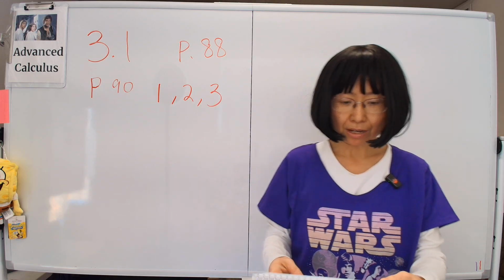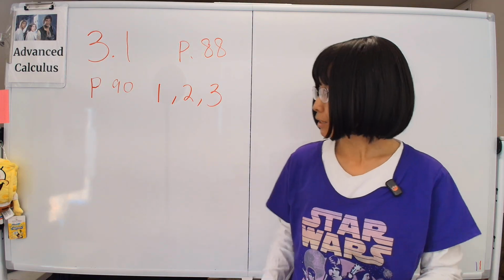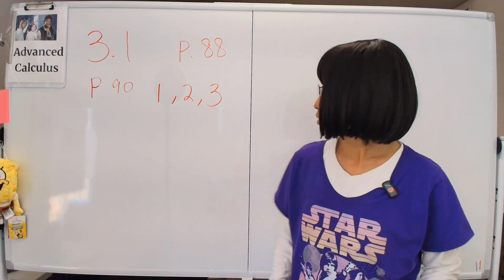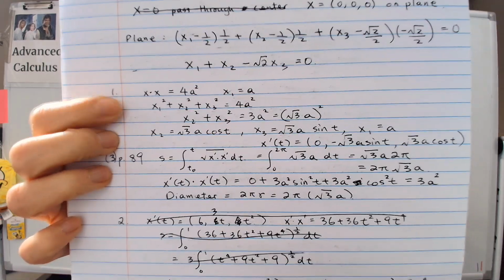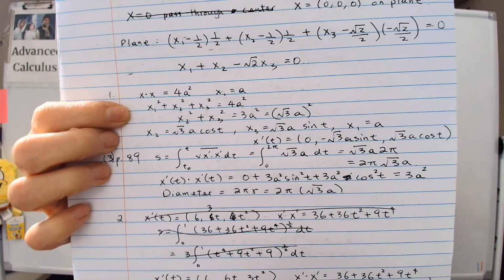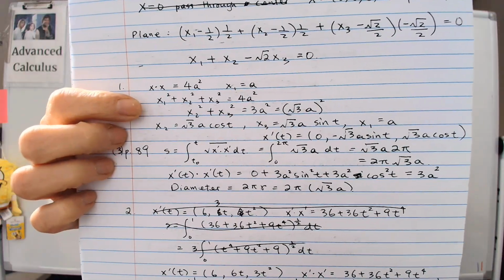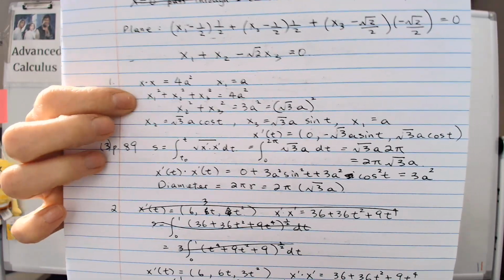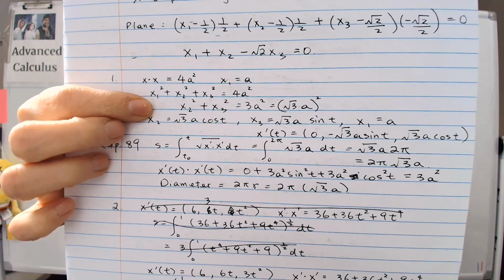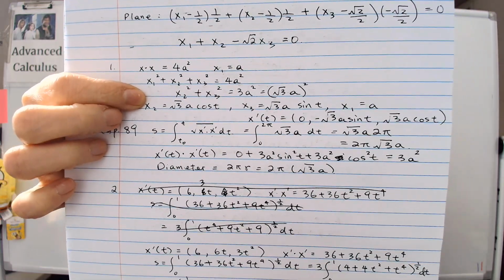So let's look at homework problem 1. Now we're on page 91. Anyway, so problem 1, we're supposed to find the parametric representation of something, I think. Okay, and x1 is equal to a, and then as a result, we have x2 squared plus x3 squared equal to 3a squared.